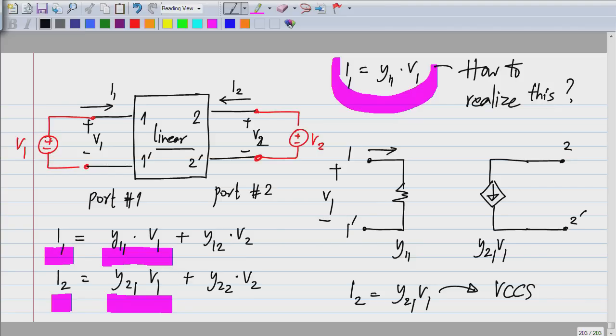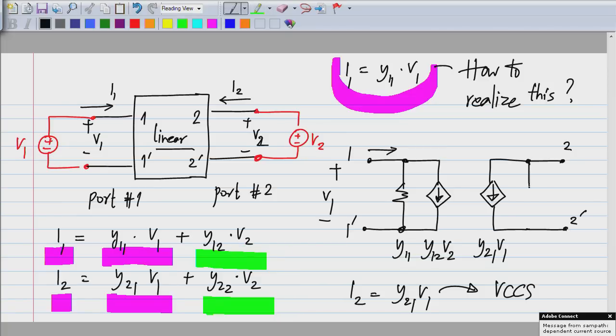So it's a voltage controlled current source controlled by V1 and connected across 22 prime in this direction. Now similarly, if I take the other term, Y12 V2, the current in port 1 is dependent on voltage at port 2. So clearly here also we need a dependent source. And finally this term, the current in port 2 is dependent on voltage at port 2. So current and voltage are at the same port, so we can use a conductance which is Y22.